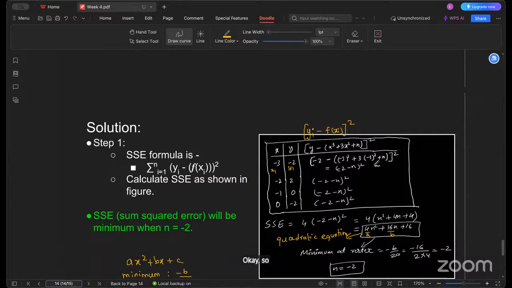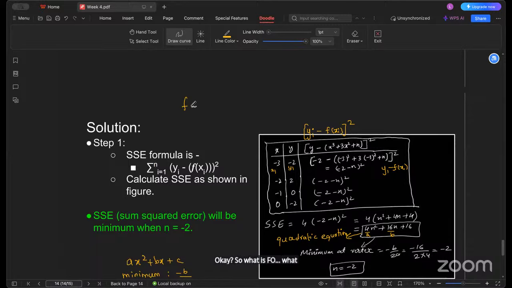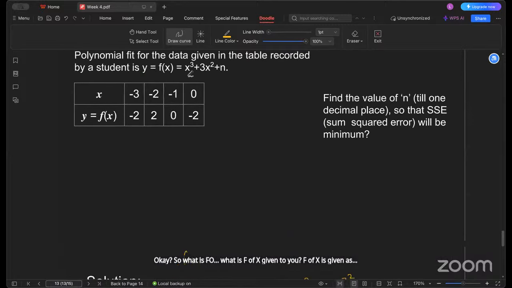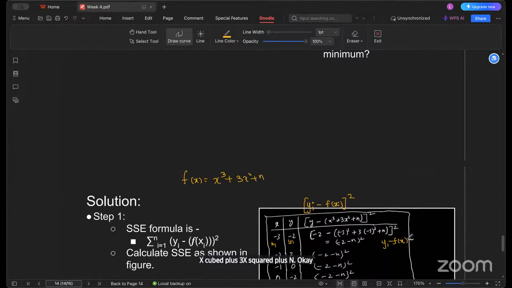So here, what are you computing? y1 minus f of x1. This is what you are computing first. So what is f of x given to you? F of x is given as 3x cube plus 3x square plus n. Okay, so now let's substitute that here. This is your y1, and x1 is minus 3. So instead of x you put minus 3, instead of x here again you put minus 3, and then you have n. So when you simplify this, you are getting minus 2, and then here you see 3 cube. What is 3 cube?